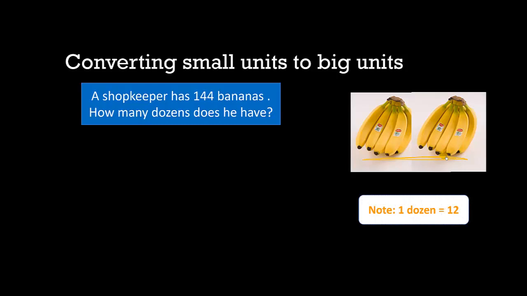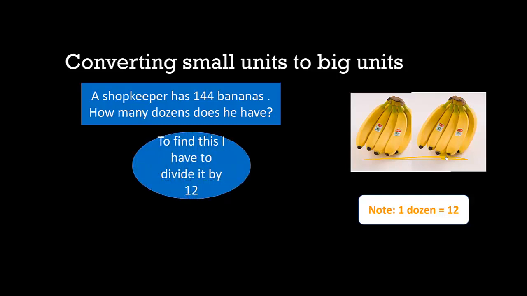So for this, to find how many dozens he has, we're going to have to do another operation. But this time it can't be multiply because we're going to convert a small unit to a big unit. So for that, we're going to have to divide it by 12. So that means our operation is going to be dividing, but why 12? Just as I told you in the previous slide, since our conversion factor is 12, that's why we're going to have to divide it by 12. And if you calculate it correctly, 144 bananas divided by 12 is equal to 12 dozen. So that means the shopkeeper has 12 dozen bananas. So the main idea to convert small units to big units is just to divide it by the conversion factor.